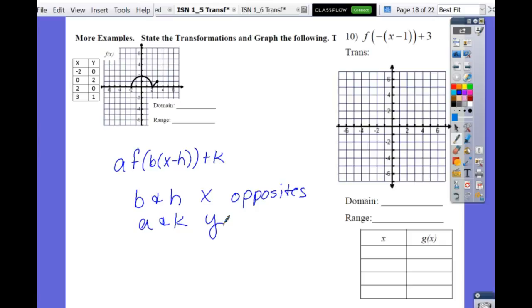Now, I'm going to do number 10 on the green stapled sheet. Number 10 is using this function that's already listed at the top by the dotted lines on your sheet. Yours looks a little different, but I'm using this table with this function, and we're going to do these transformations. So I have 3 transformations I'm going to do. The first one is a negative on the inside.